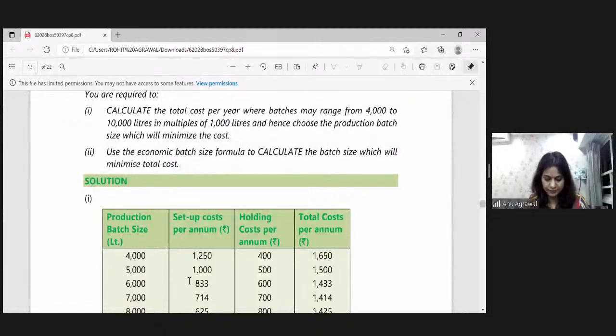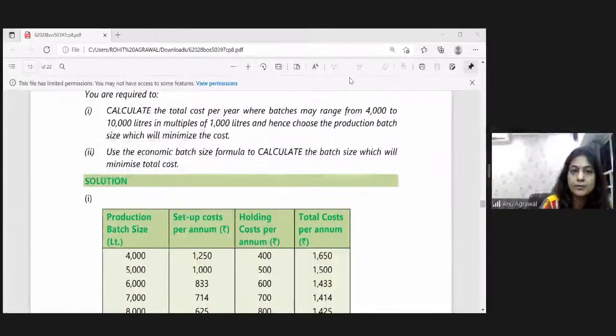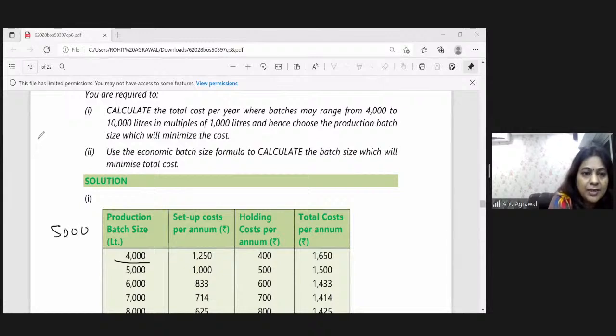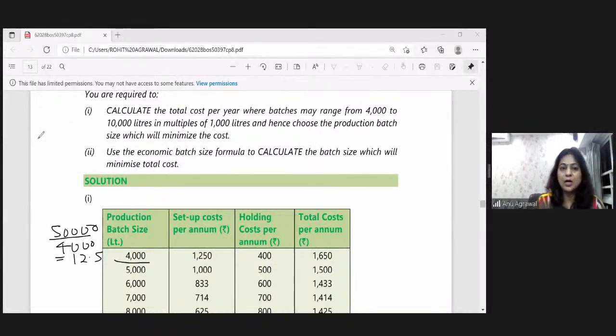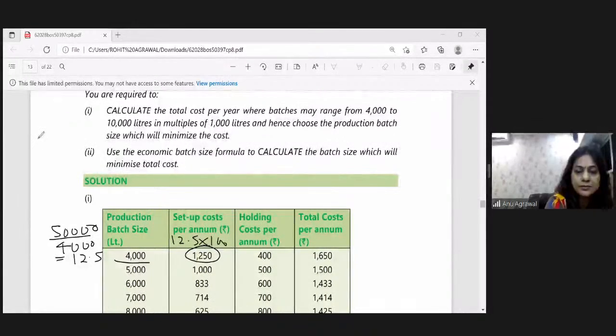50,000 is your total demand. And if you do 4,000 in a batch, I'll write it down. 50,000 is your annual requirement. If you manufacture 4,000 in a batch, how many times do you need to set up? 12.5. And how much do you spend every time? It is 12.5 into 100. That's how you got this 1250.